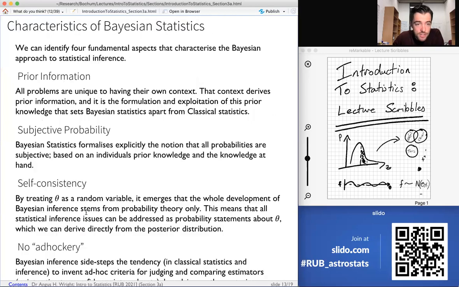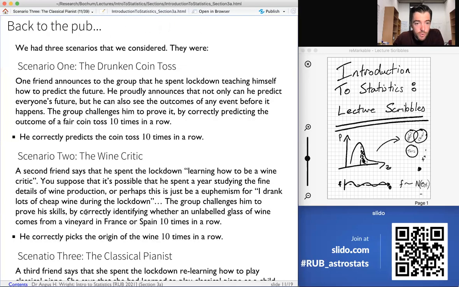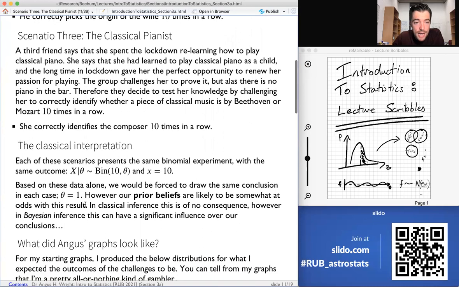However, as I'm sure is true for you, as it was true for me, our prior beliefs are probably in conflict with this. Our prior beliefs tell us that there is a fundamental difference between these three scenarios, a difference that is not reflected in the likelihood. It is not reflected by just the classical statistics.